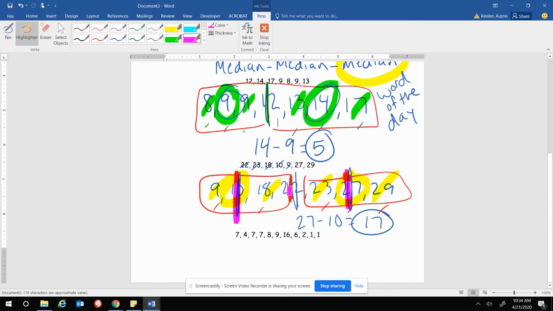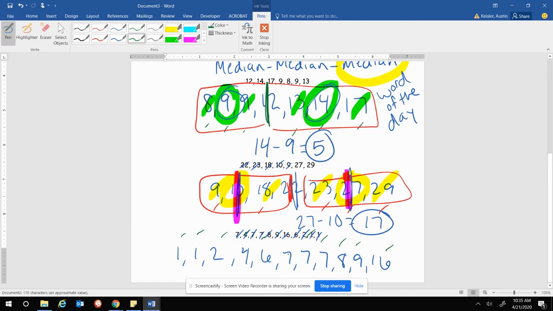I'm going to do one more down here at the bottom. I am going to order these. So I have 1, 1, 2. Then I have a 4. I have a 6. I have 3 7s. I have an 8, a 9, and a 16. So I'm going to cross off again. I'm going to find the middle number. This one has a few more than the last ones. 7. Then I'm going to find the median of this side over here.